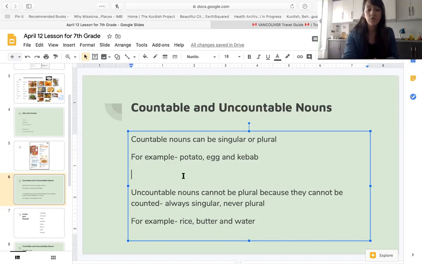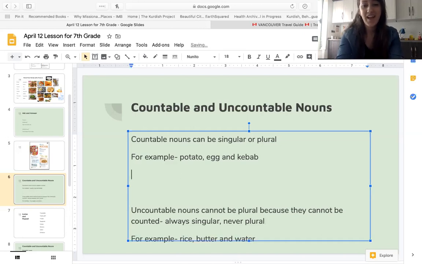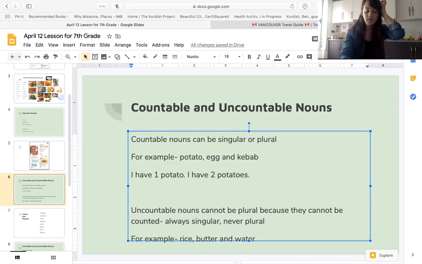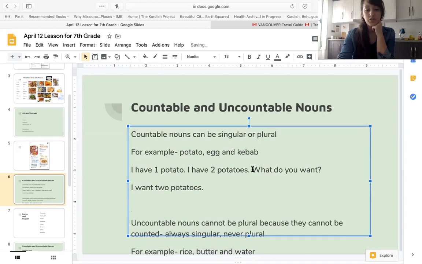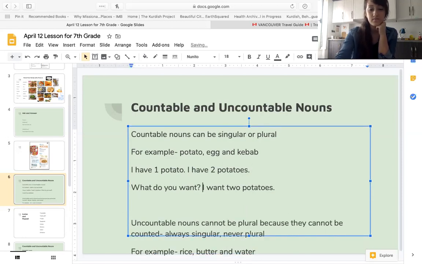Now, if I have 1 potato, I say, I have 1 potato. Or if I have 2 potatoes, I have 2 potatoes. I could ask the question, how many potatoes are there? If I ask the question, what do you want? I can answer, I want 2 potatoes. Repeat after me, I want 2 potatoes. These are countable nouns. So when we say, what do you want? I want 2 potatoes. This is correct.